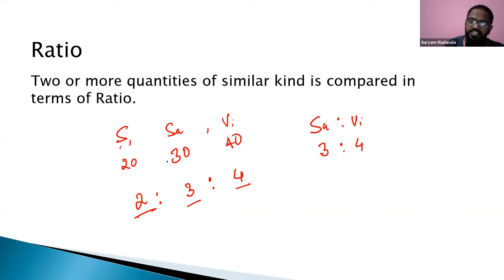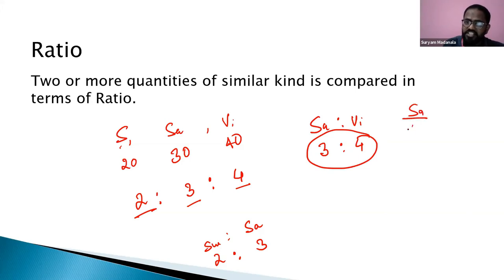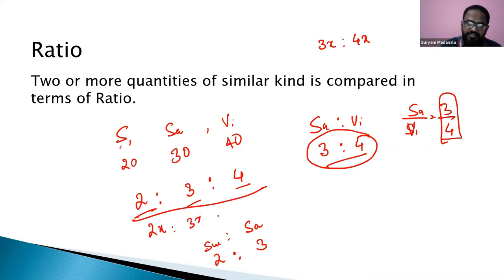If I say my age to that of Suryam sir's age, we can say 2:3. This is how the ratio is calculated. Now this 3:4 can be written as a fraction. If I write Shashi over Vimal, it is 3/4. The ratio 3:4 can be written as 3/4, or else as 3x:4x, x being a constant multiplied to both the terms. You can write this ratio also as 2x:3x:4x, x being multiplied to all the terms. You cannot multiply only one of the terms. If you multiply one constant to one of the terms, you need to multiply the same constant to the other terms as well.